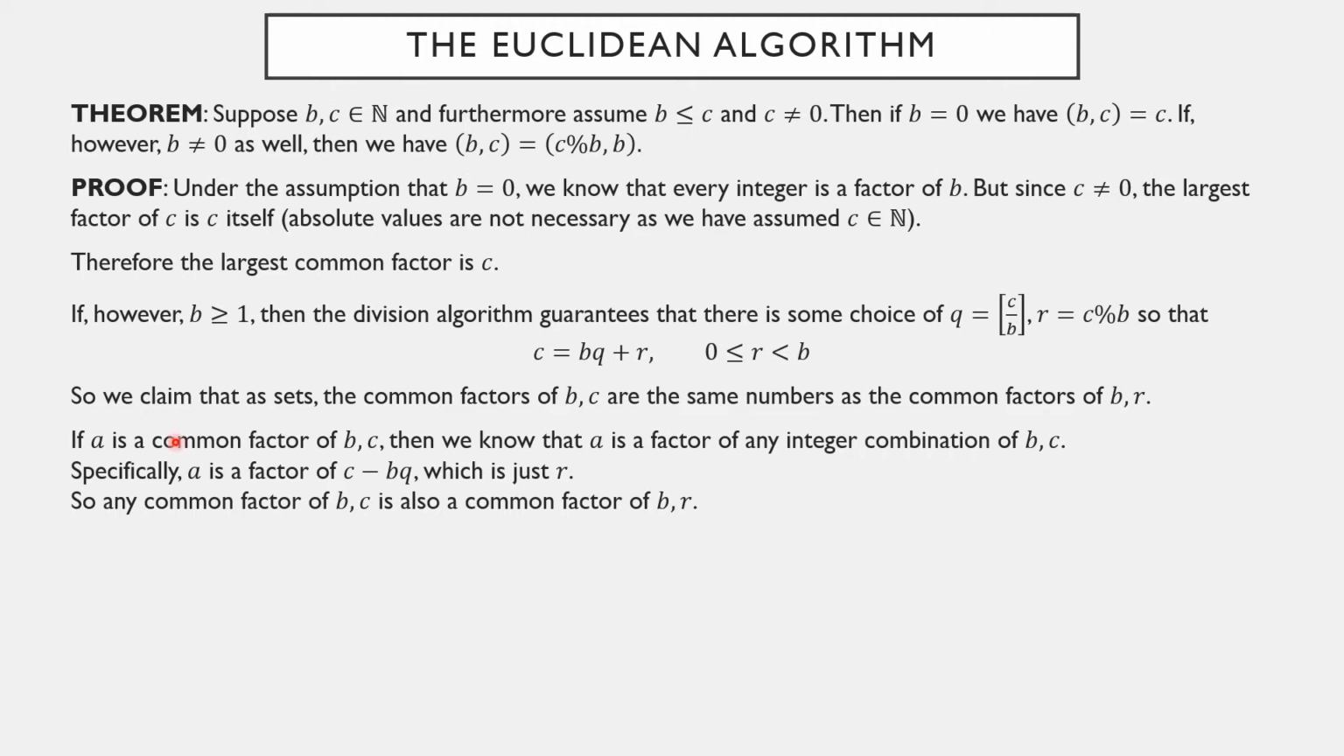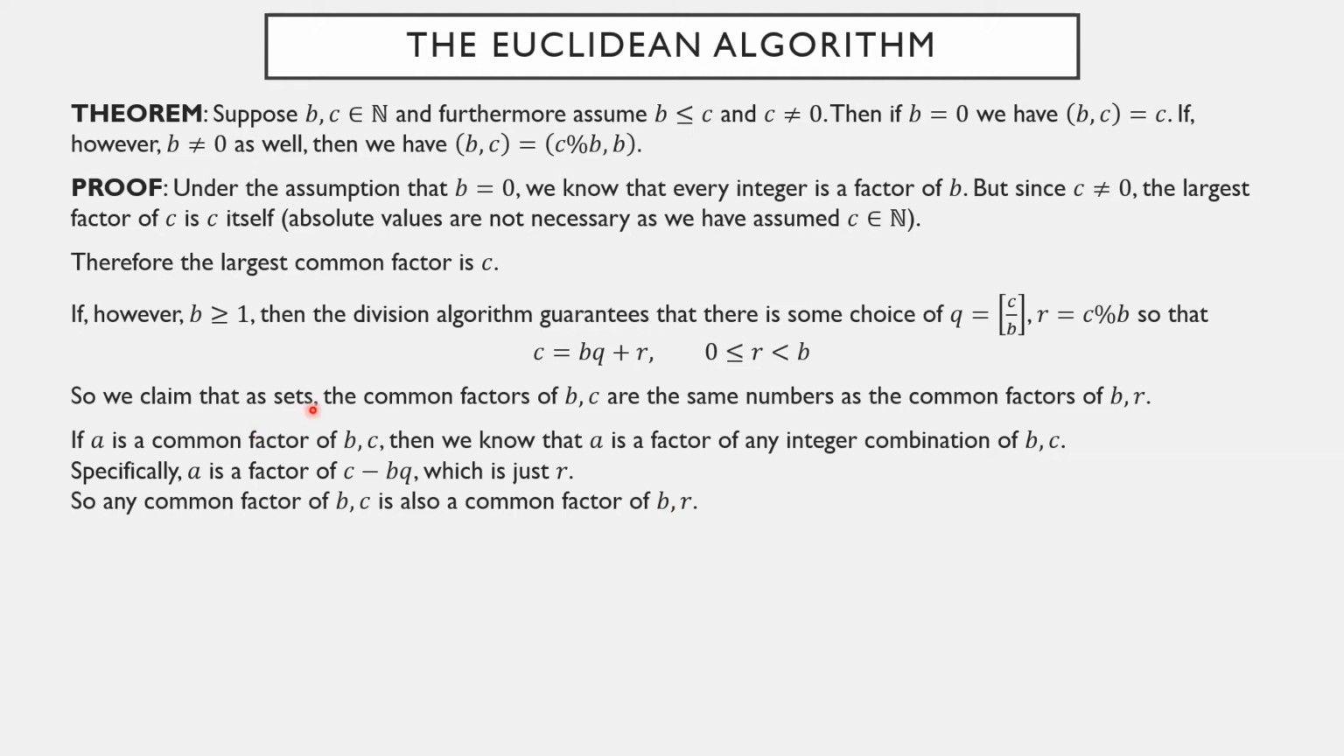So if a is a factor of b and c, then a is a factor of c times 1 plus b times minus q. In other words, it's a factor of c minus bq. But looking up here, c minus bq is just r. So if a is a factor of b and c, a must be a factor of r. So any common factor of B and C is also a common factor of B and R.